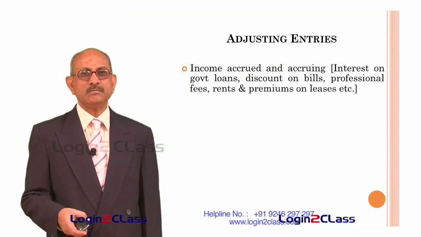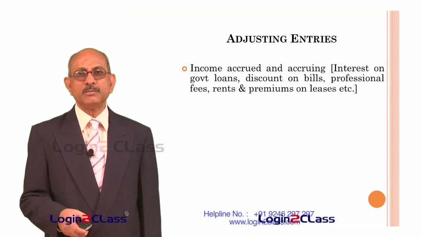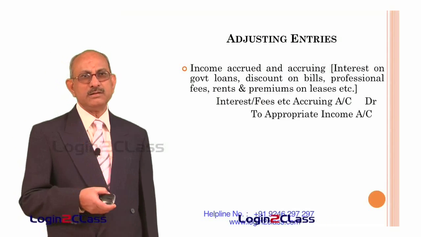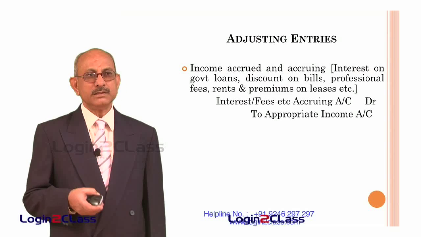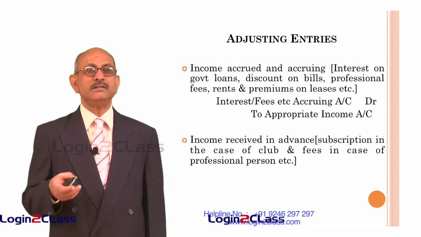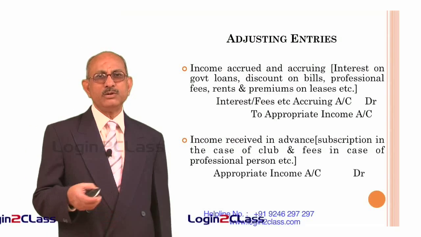Similarly, in the case of income, we have two types of income. One is income accrued and accruing. That means income which has accrued to you but you have not yet received the money. That means this income pertains to this accounting period. And second is income received in advance. That means you have already received the money, but it does not pertain to this accounting period.